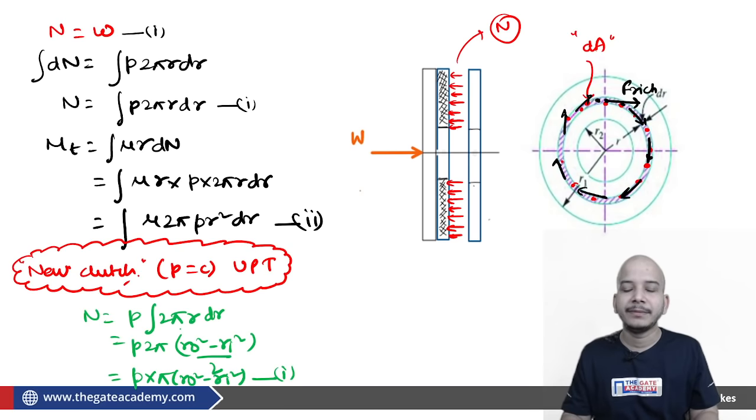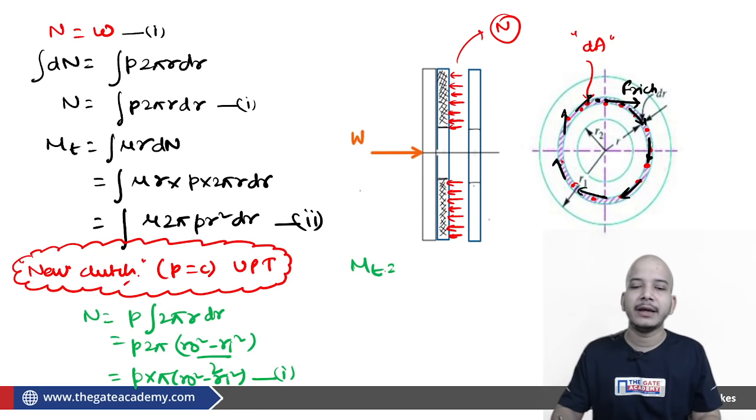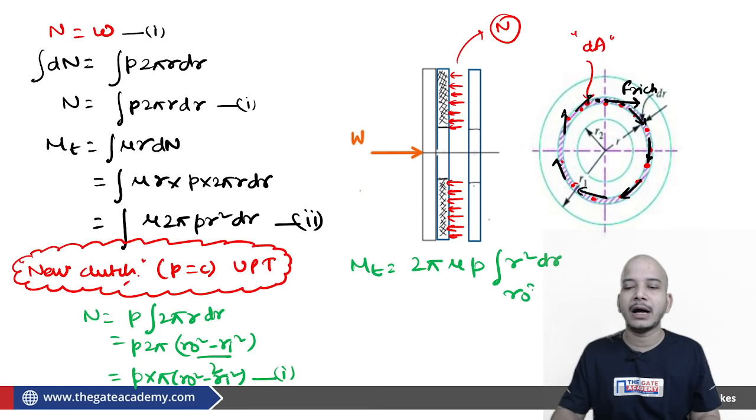Now what about MT? How do we calculate the value of MT? MT will be equal to 2 pi mu P, which I can take out, times the integral of r square dr. This will become Ro cube minus Ri cube by 3.